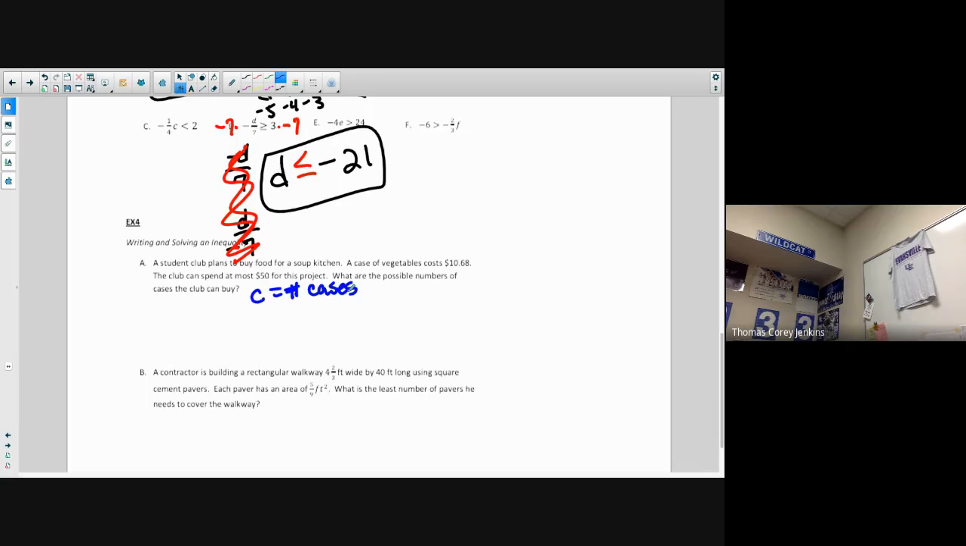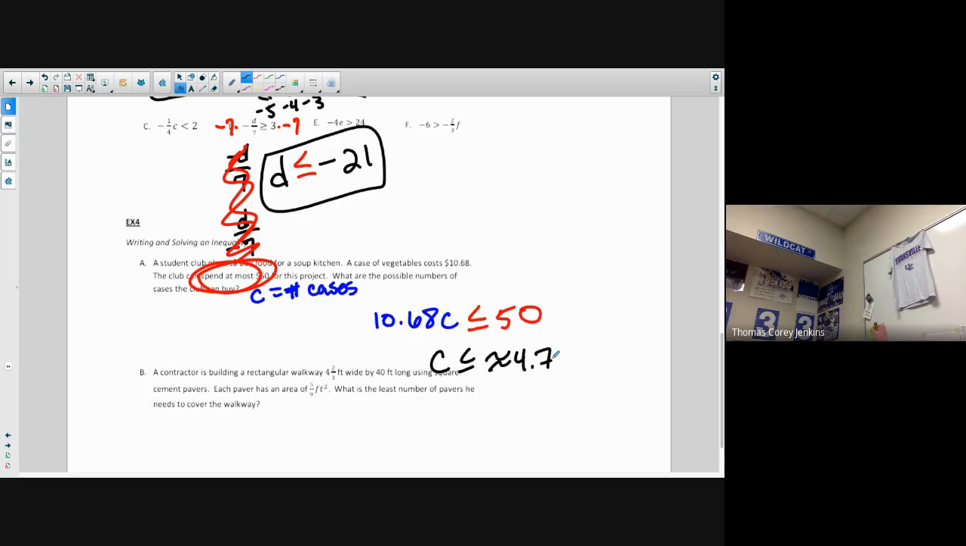All right, once I know that, then I know it's $10.68 per case. So I'm going to do $10.68C. That's my expression for the cost for however many cases I buy. And then it says can spend at most $50. At most would mean less than or equal to. So less than or equal to 50. Then we just divide both sides by 10.68, which I don't think is a really pretty number. So it's about 4.7. When you divide there, C is less than or equal to about 4.7.